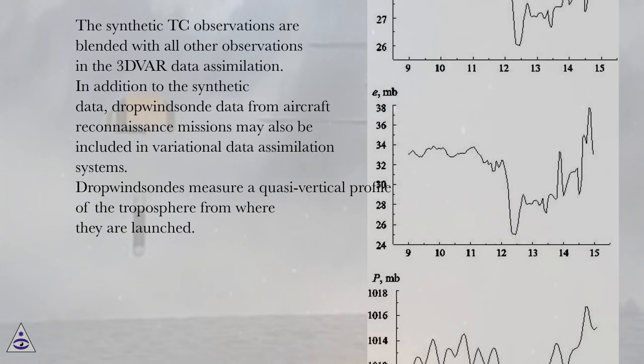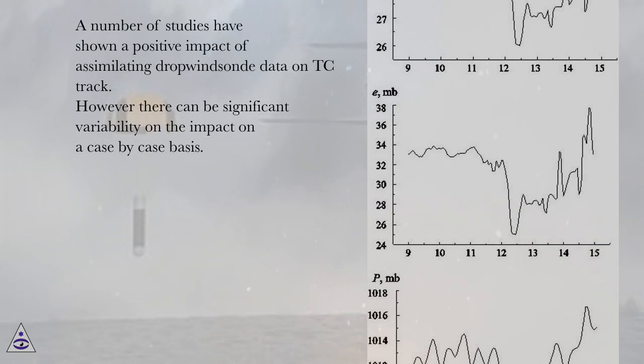In addition to the synthetic data, drop windsonde data from aircraft reconnaissance missions may also be included in variational data assimilation systems. Drop windsondes measure a quasi-vertical profile of the troposphere from where they are launched. A number of studies have shown a positive impact of assimilating drop windsonde data on TC track. However, there can be significant variability in the impact on a case-by-case basis.